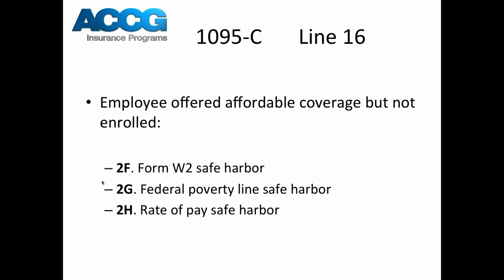And so code 2F means you use the Form W-2 safe harbor method. And this is where you compared the amount in box 1. You made sure it wasn't more than 9.5% of the income.